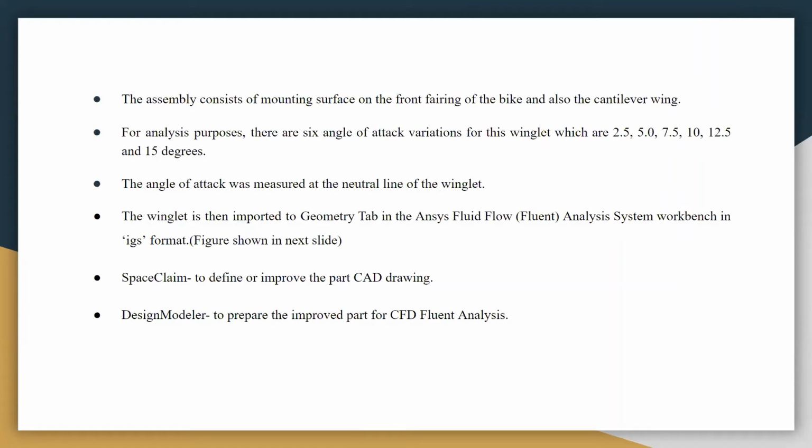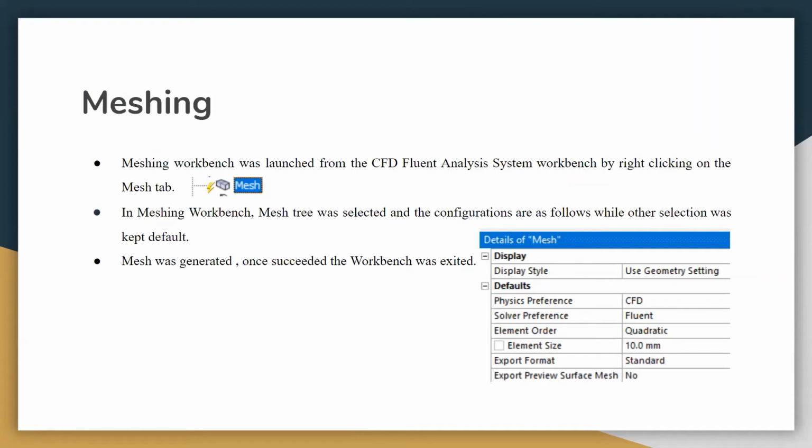Once that is done, we move on to Design Modeler, in which we prepare the improved part, the solid, for CFD Fluent analysis. In this Design Modeler workbench, we rotate the winglet to the desired angle, and then we create an enclosure around the winglet. Okay, so the next part is meshing. Next slide, please.